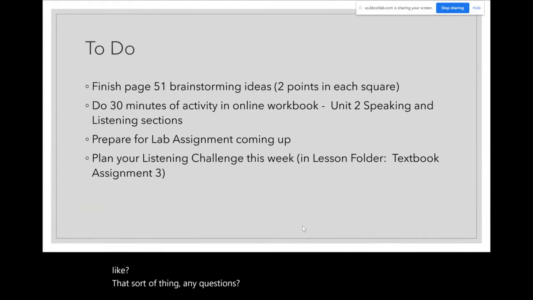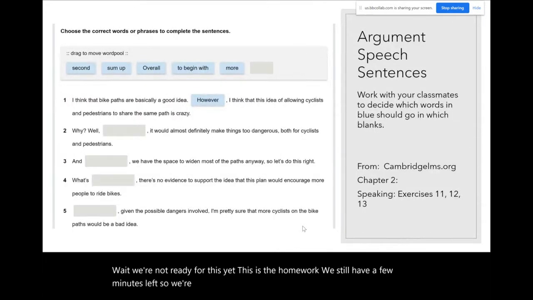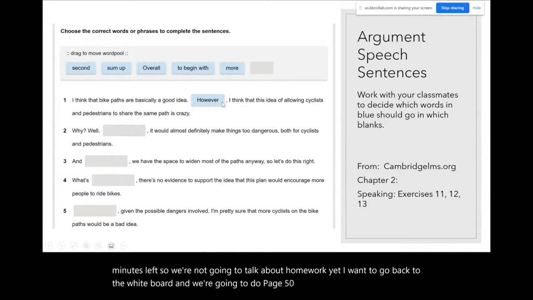Okay, so, wait, we're not ready for this yet. This is the homework. We still have a few minutes left, so we're not going to talk about homework yet. I want to go back to the whiteboard, and we are going to do page 50 and 51, and then we'll come back and I'll show you the homework. So let's start with page 50. What we're going to do is organize the information from the speech that Emma and Jack gave. And let's try to remember the counter arguments. Now, I have the speech here that I can let you listen to again if we need to.